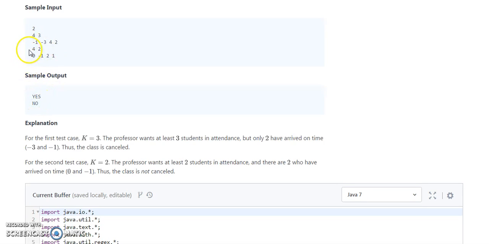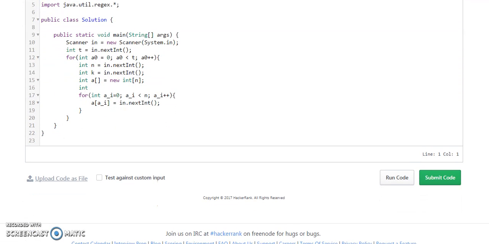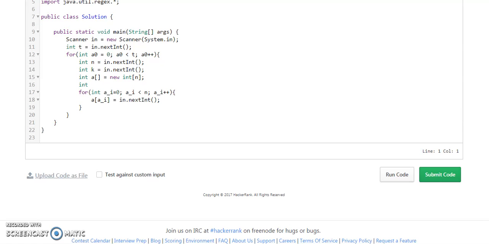The other test case has 4 students and the professor expects only 2. So 0 is on time, -1 is before the time, and 2 and 1 are after the time. But as the professor expected 2 students in the class, the class is not cancelled. So they are printing NO. Which is very simple. Now we are going to write the code for this.